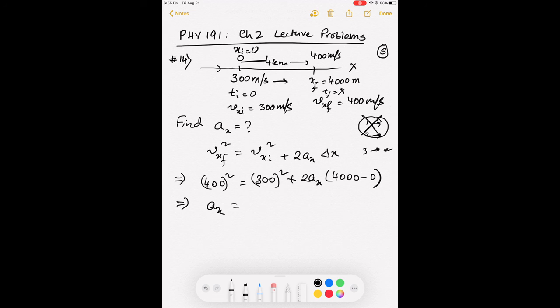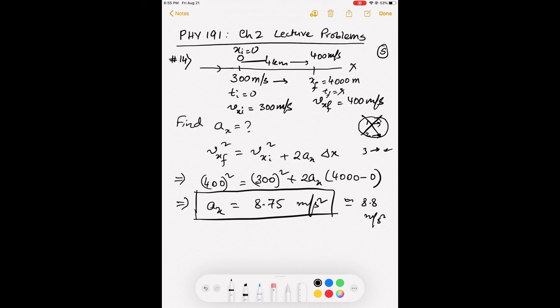If you solve for ax from this, you are going to get 8.75 meters per second squared, and you can also take it to be approximately equal to 8.8 meters per second squared if you want to round it off. Both are going to be fine. So the constant acceleration the jet plane is moving with is 8.8 meters per second squared.